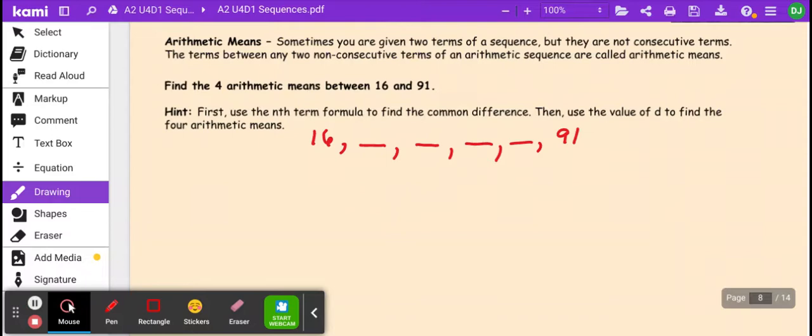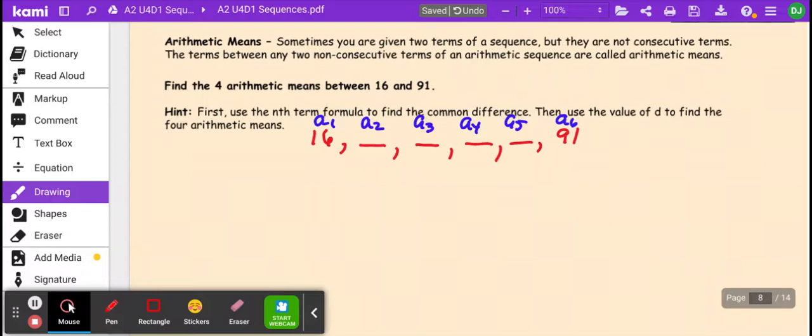Okay, let's look at this example here where we actually are going to find the arithmetic means, right? And they can ask you for as many as they want. This particular example says, hey, I'm going to start you with 16 and 91, and I want the 4 terms between, right? That's what the means are. They're in the middle. So if I look at this, right, I kind of set up this little visual for you. 16 is the first term. I don't know the second. I don't know the third. I don't know the fourth. I don't know the fifth. But this is obviously the 6th term, right? If there's 4 in between.